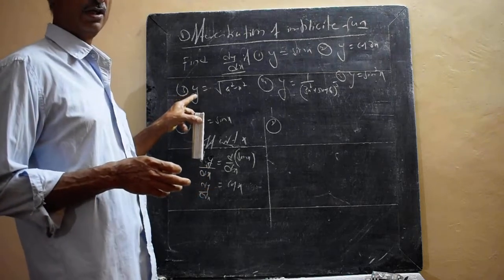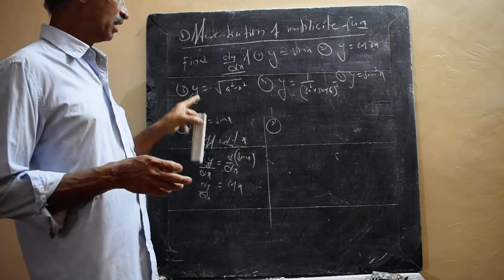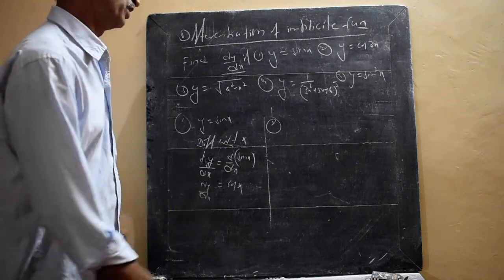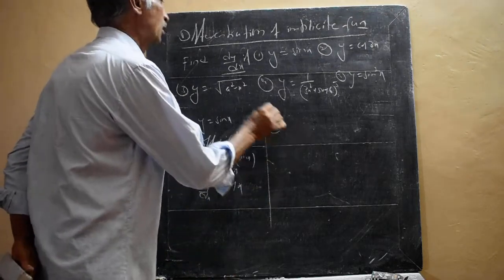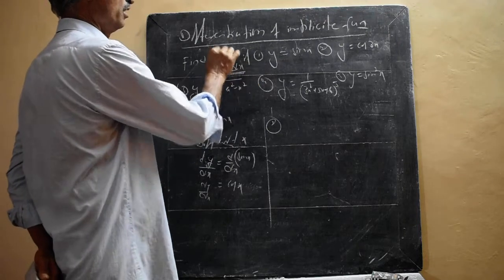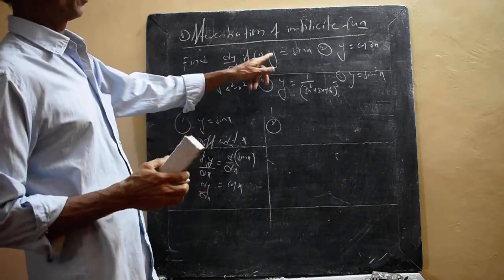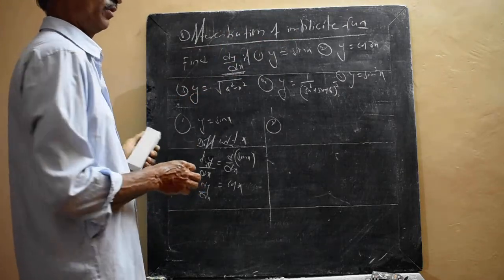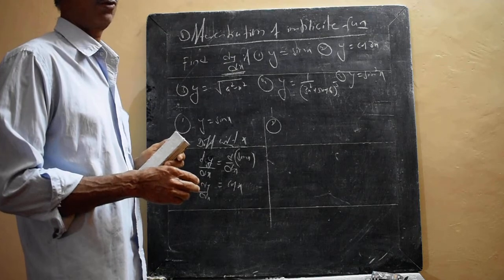There is nothing wrong in taking the given function as y and then differentiating with respect to x. Both procedures are one and the same. Here specifically dy by dx is asked. Therefore, I have called all the functions y equals sin x, y equals cos 3x, etc. I have taken all the functions as y equals f of x.